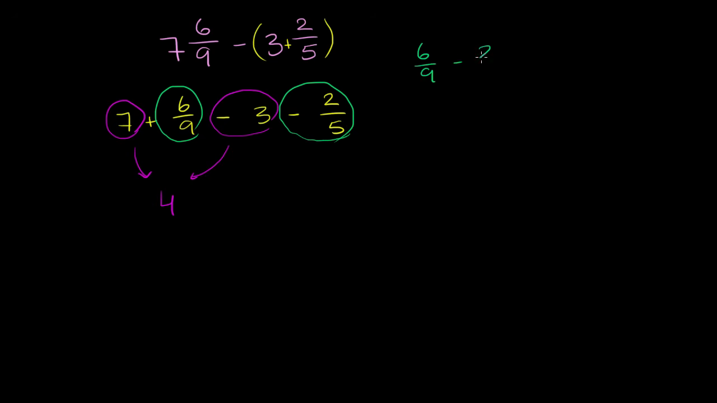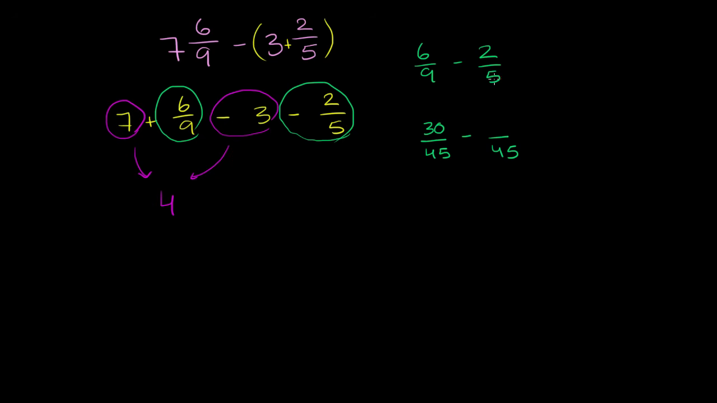6/9 minus 2/5. Well, we're going to have to find a common denominator. I think the least common multiple of 9 and 5 is going to be 45. Literally, them multiplied. They have no common factors. So it's going to be over 45. To go from 9 to 45, multiply by 5. So I'm going to have to multiply the numerator by 5. So 6 times 5 is 30.